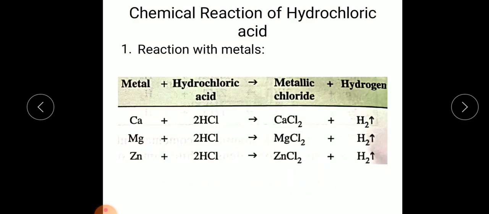First we will see reaction with metals. Similarly, we will first see the general equation: metal plus hydrochloric acid gives you metallic chloride and hydrogen. Calcium and HCl react to give you calcium chloride and hydrogen. Magnesium reacts with HCl to give you magnesium chloride and hydrogen. You need to remember this general equation. If you can remember this general equation, then you can write down the chemical equations for it.